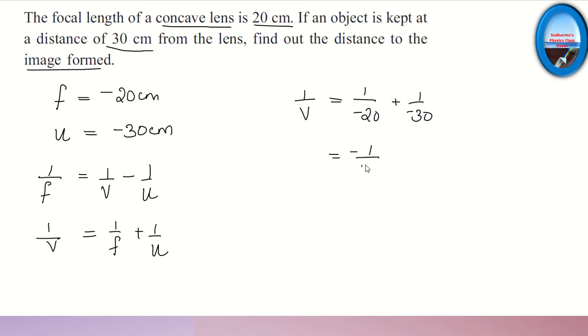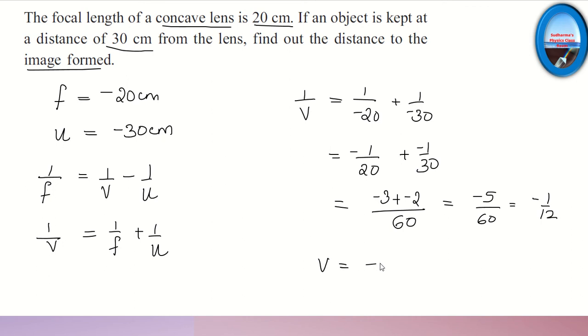This is going to be minus 1 by 20 plus minus 1 by 30. So here the LCM is going to be 60: minus 3 plus minus 2. So this is going to be minus 5 by 60. It's going to be minus 1 by 12. 1 by v is equal to minus 1 by 12, or v is equal to minus 12 centimeters.